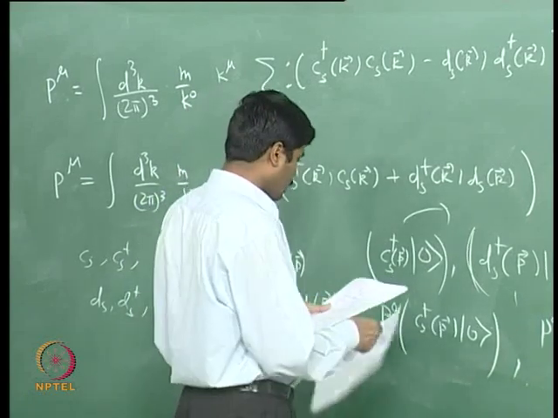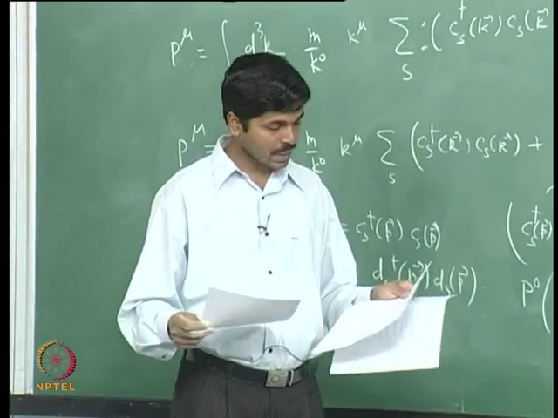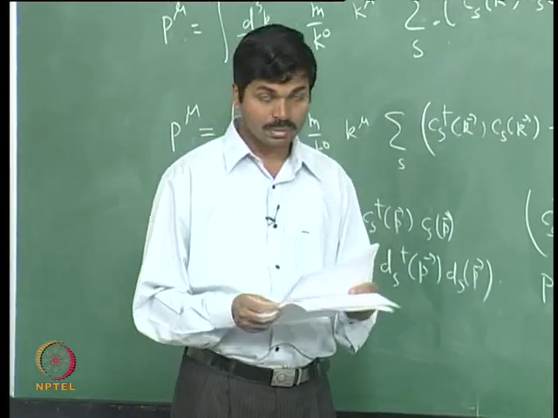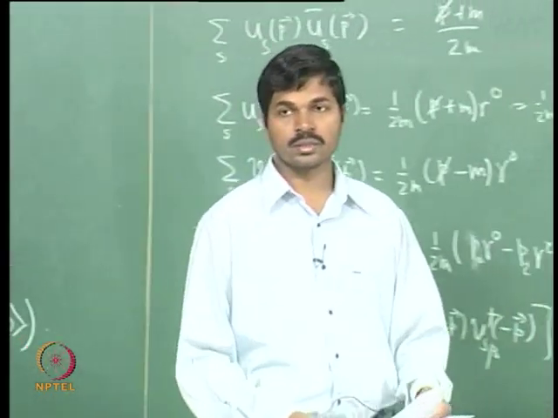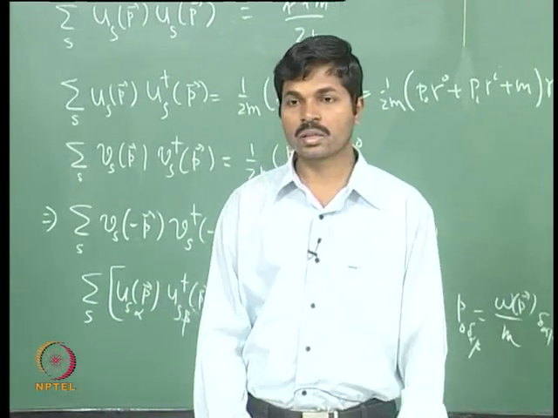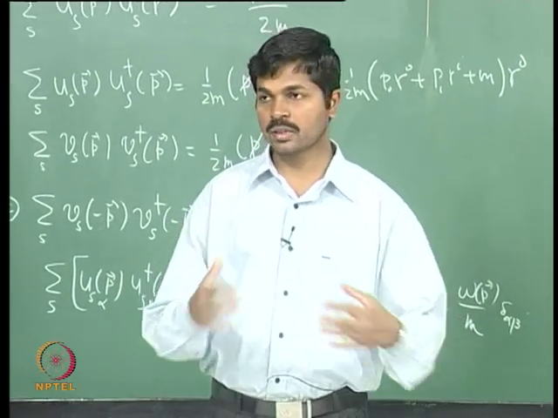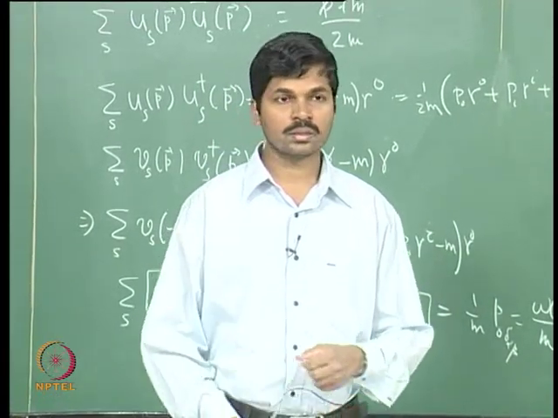Alright, so what we will do in the next class is we will consider some of the discrete symmetries, and also we will derive an expression for the Dirac propagator, and then subsequently we will learn about the interaction of fermions with the electromagnetic field. Okay.